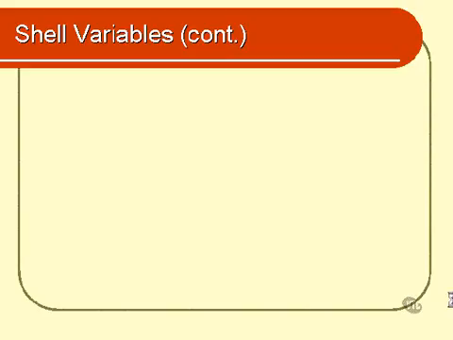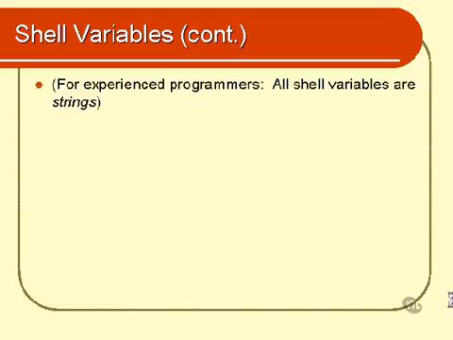Moving right along, I'll take a quick note here, and for the experienced programmers amongst you, the people that have already programmed in other languages before, it's interesting to note that all shell variables are strings. If you don't know what a string is, it doesn't matter at this point. The point to note here is that there are no integers, no numbers in shell variables. You can certainly assign a value of 5, say, to a variable, but that 5 will be treated as string 5, not the number 5.